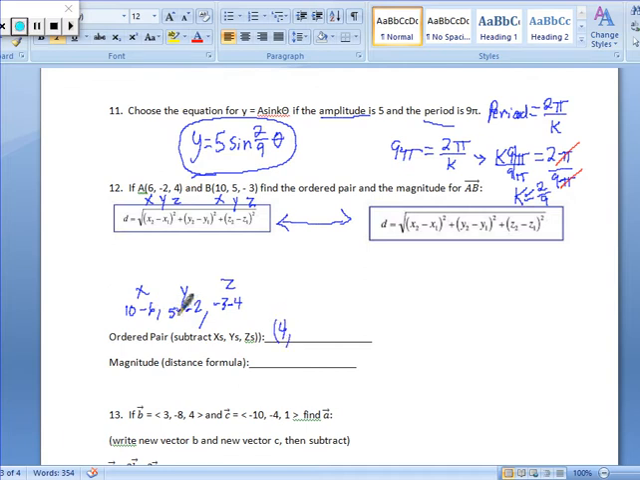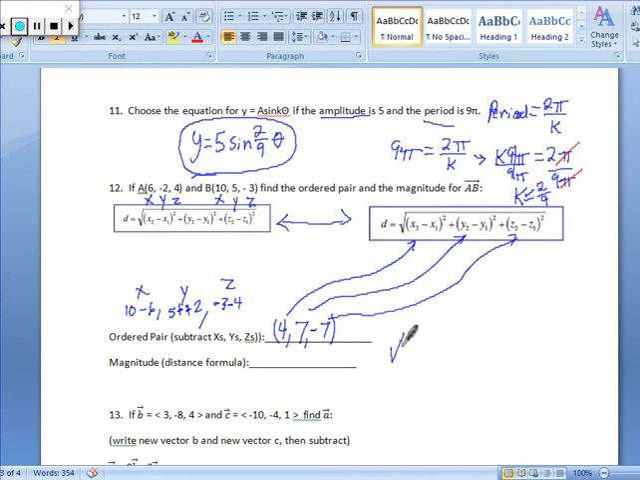5 minus a negative 2, that means that they become positive. So this is a positive 7. And then negative 3, negative 4, that's going to be negative 7. So here's my x, here's my y, here's my z. And the shortcut is the distance formula. I've already did x2 minus x1, I've already did y2 minus y1, and I've already did z2 minus z1.